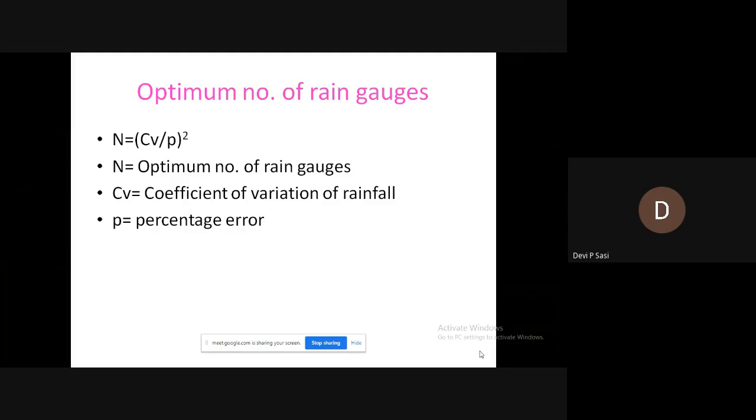Where N is the optimum number of rain gauges, CV is the coefficient of variation of the rainfall of the existing rain gauge stations, and P is the degree of percentage error in the estimation of average rainfall. Okay, you will be clear when we deal with a problem. So we can just start a problem so that you will understand the terms.